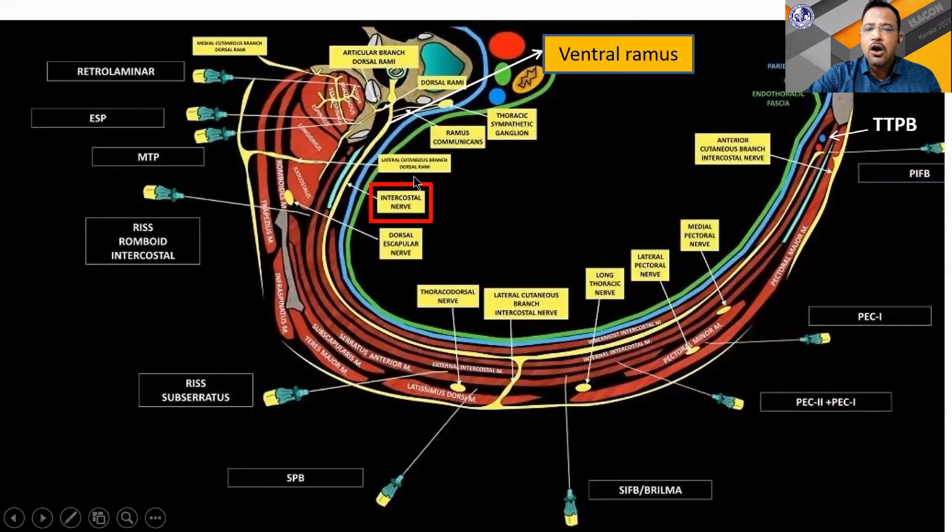Now coming to the intercostal nerve. Intercostal nerves are the ventral rami of the thoracic spinal nerves, which run between the innermost intercostal muscle and the inner intercostal muscle, and at the level of the axilla they give the lateral cutaneous branch, which divides into anterior and posterior branches. This nerve again runs between the internal intercostal muscle and the transversus thoracis muscle, and they give rise to anterior cutaneous branches, which again give rise to medial and lateral branches.